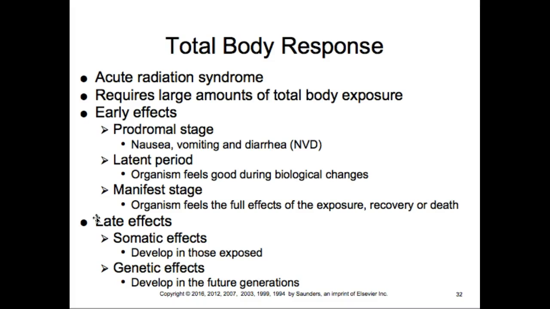So total body response. Acute radiation syndrome is not good. It requires large amounts of total body exposure. There are early effects and late effects. So the early effects, you have the prodromal stage, which is nausea, vomiting, and diarrhea. You have the latent stage where you feel good, but there are biological changes happening, and in the manifested stage, you're going to feel them. So the organism feels the full effects of the exposure. You either recover or you die. So it's one of the two.